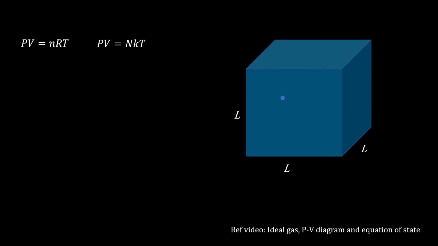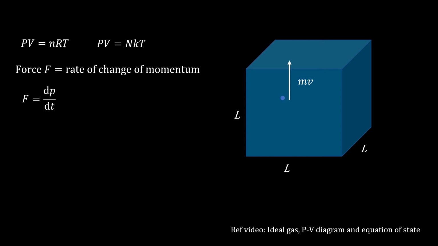Let's start with P. P is force divided by area. Force is a rate of change of momentum. So F equals change in momentum divided by change in time. Small p here is the momentum and small t is the time. Consider the top wall. The atom goes up and collides with the momentum mv, mass multiplied by the velocity. Its momentum changes to minus mv after the collision. The change of momentum dp is equal to 2mv.